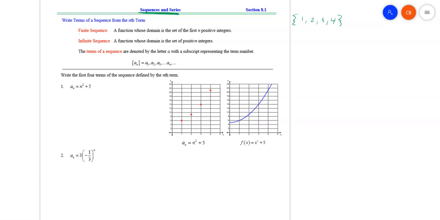That would be something that's called a finite sequence. And so finite is the opposite of infinite. A finite sequence is a function where the domain is just a certain group of positive integers. We'd say the first n of them. So here, since there are 4 numbers, we'd say n is equal to 4.